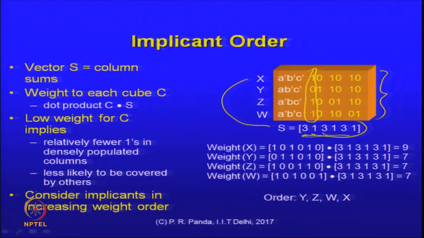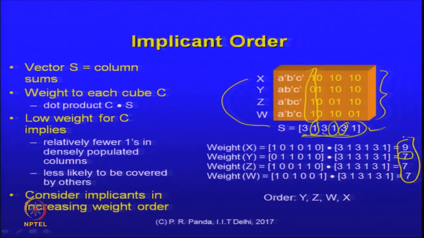If you take the dot product of x with s, you get some number, here 9. X is this. So, where did the 9 come from? Essentially 3, 3 and 3. Where it is 1, these numbers are picked up. Where this is 1, the corresponding number is picked up from the sum. So, you get 9 for x. So, for the implicant itself, you take the dot product with the sum vector here, and you get some weight. That is what we are calling the weight. The operation clear? The dot product.